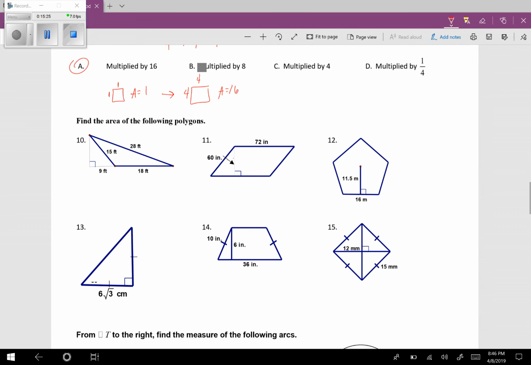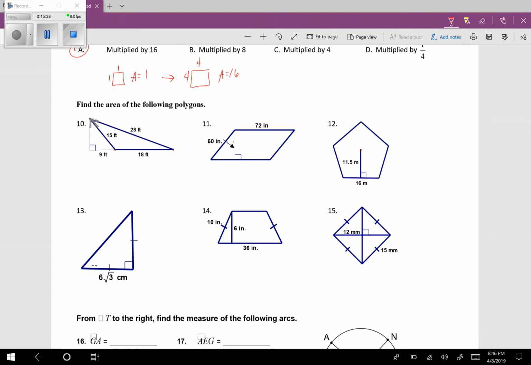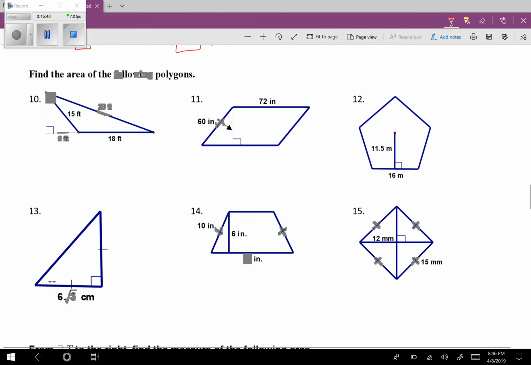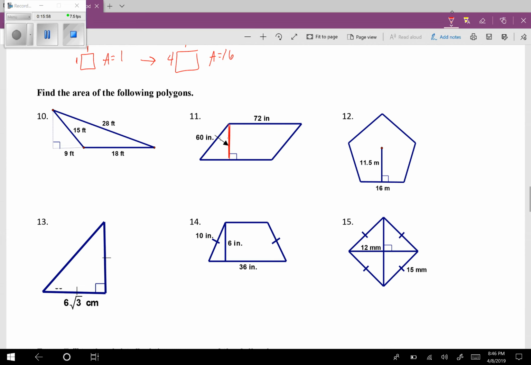Okay. 10 through 15, these are just general area formulas. So the first one we'll do is number 11. Okay, this one can be a little bit tricky. You see here, this is 60 inches. It's right here, that's 60 inches. So they tell us the height of it. So we have, it's a parallelogram, so we got base times height.